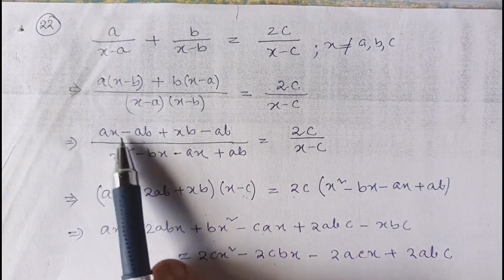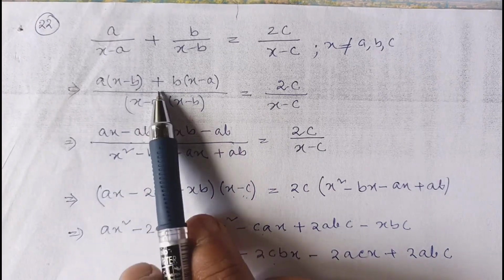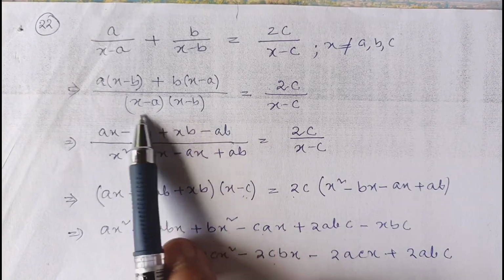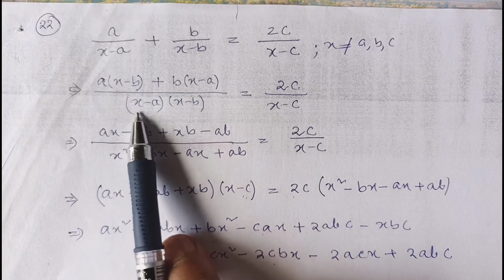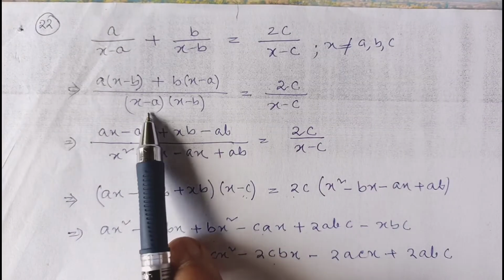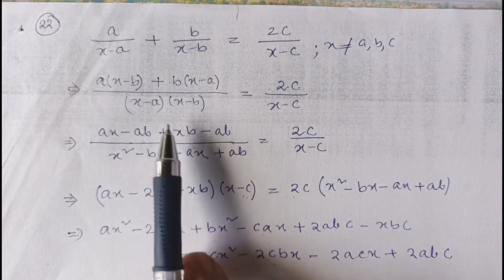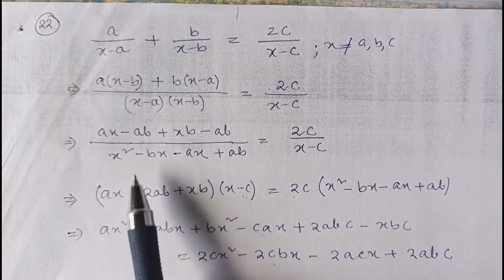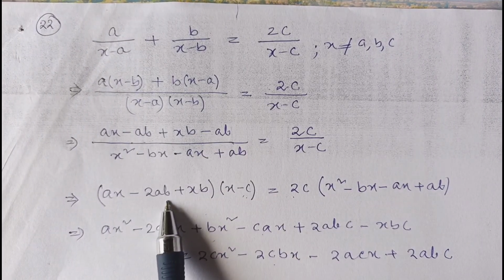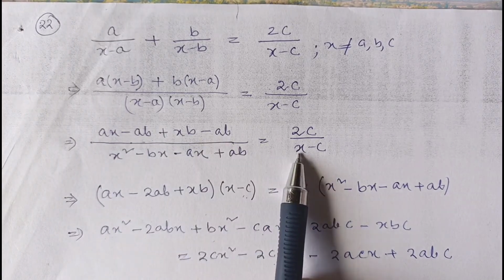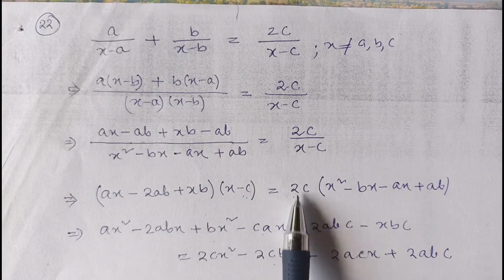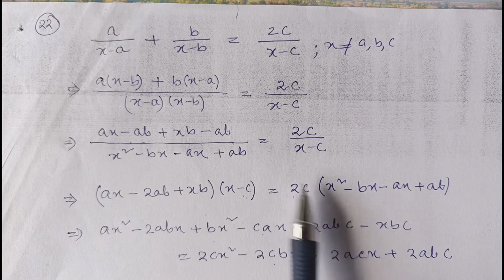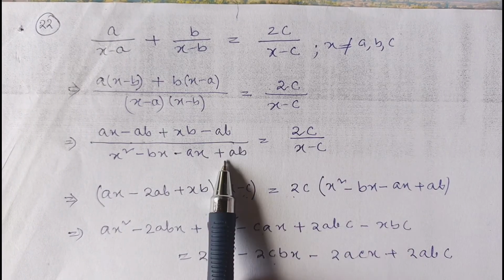Now a into x, ax, plus minus minus ab, plus b into x, bx, plus minus minus ab. In the denominator, if you multiply x into x, x square, x into minus b, minus bx, minus a into x, minus ax, minus minus plus a into b, equal to twice c by x minus c. Now ax minus ab minus ab will be minus twice ab plus xb. This term we can multiply with x minus c equals twice c, then x square minus bx minus ax plus ab. So this I have written here, we have just cross multiplied.